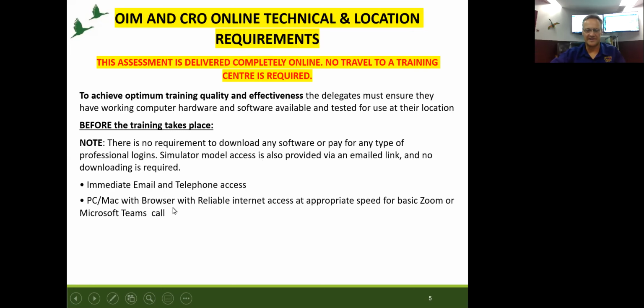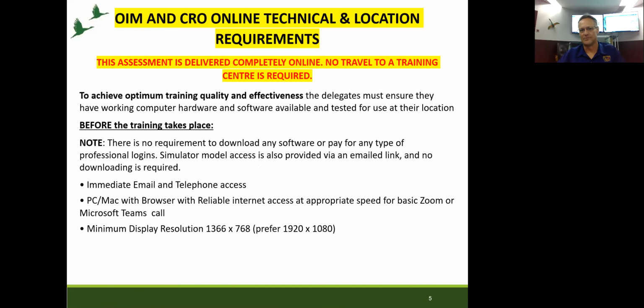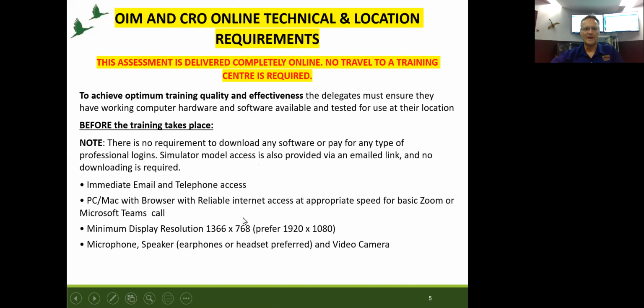PC and Mac, of course, they need a computer with reliable internet access at an appropriate speed just to handle a basic Zoom or Microsoft Teams call. So nothing special required there. Minimum display resolution, that's what my IT man tells me. All that is essentially telling us is that it's best not to be done on a tablet, but on a laptop or a desktop. Of course, a microphone, speaker capability, and video camera. Everything that you need to conduct a basic Zoom or Microsoft Teams call.